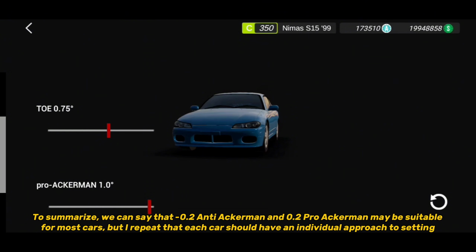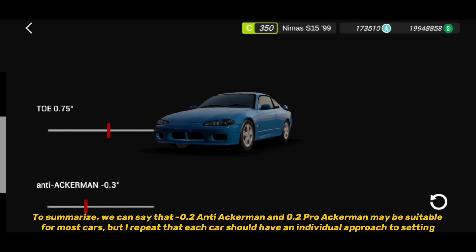To summarize, we can say that 0.2 Anti-Ackerman and 0.2 Pro-Ackerman may be suitable for most cars, but I repeat that each car should have an individual approach to setting.